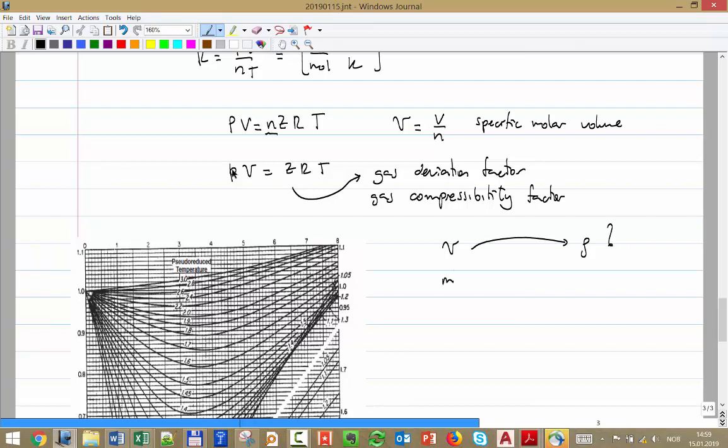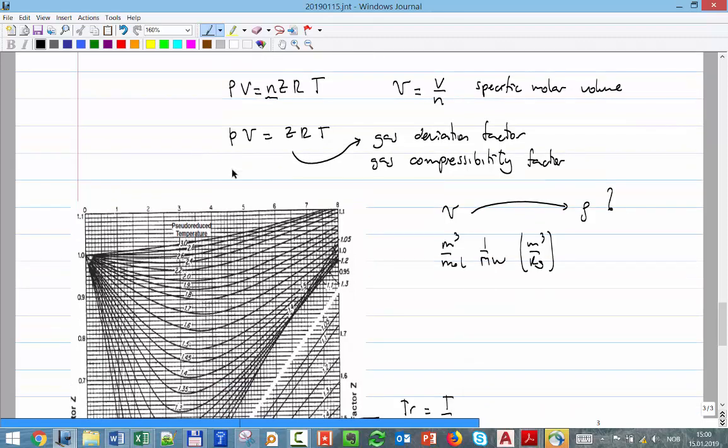Let's look at the units, cubic meter per mole. So I have to divide by the molecular weight, right? Yes. So I get here cubic meter per kilogram. Then I have to invert that. So density is v divided by molecular weight, to the power of -1. Correct? You have to do quality control, okay? I might be making a mistake. So you have to do some QC.